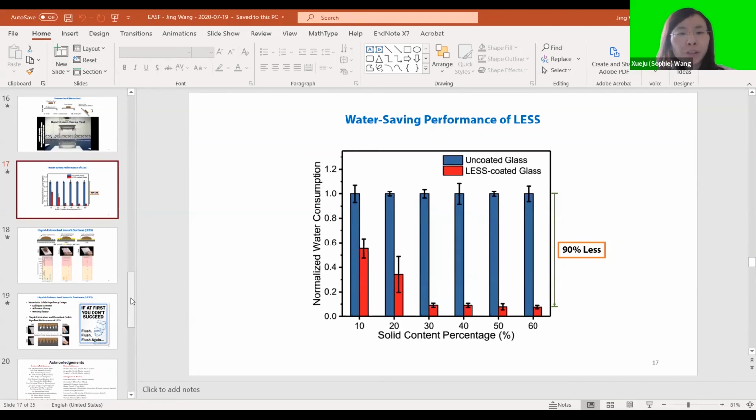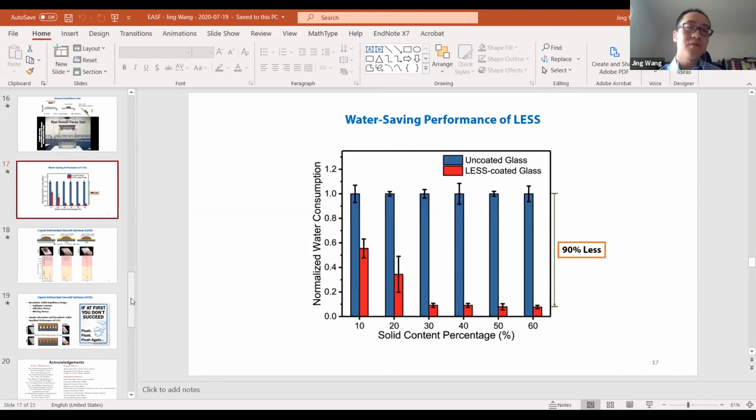So my question is: will this technique apply to other situations? For example, underwater, where we want to avoid fouling, for example, the penetration of water into some devices or sensors. Do you think this technique will be helpful for these underwater situations?